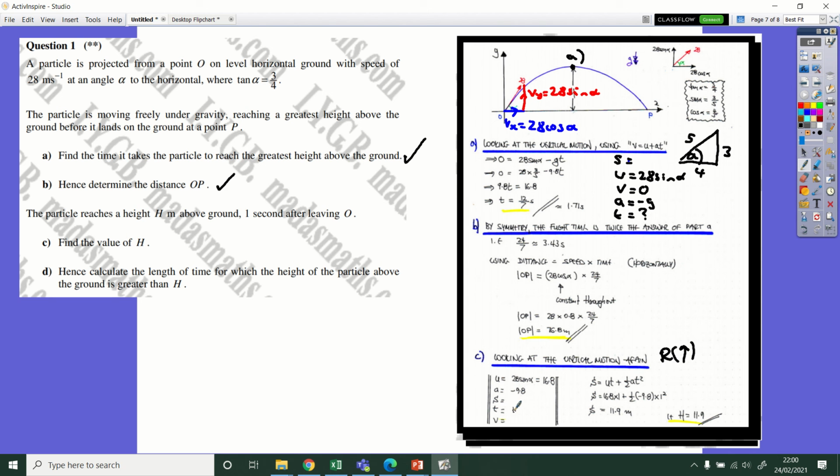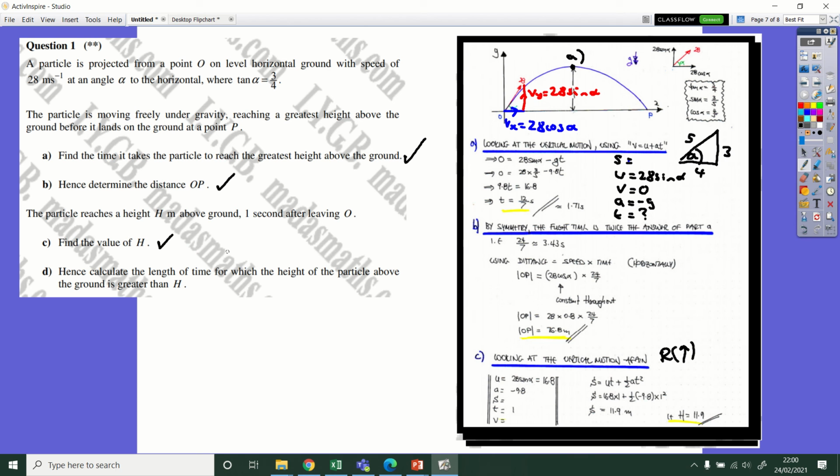Then our time is 1 second. Our acceleration is always going to be minus g. And our vertical velocity at the start is 28 sine alpha again. And then s is what we're after, because that's the vertical displacement. So stick your numbers in, work out s, and it's 11.9 meters. Okay, so it's still basic suvat, and we're done.